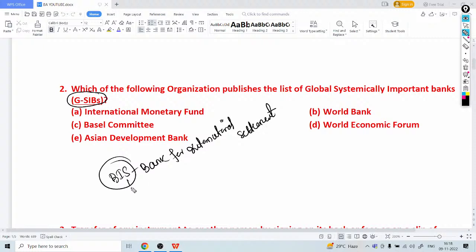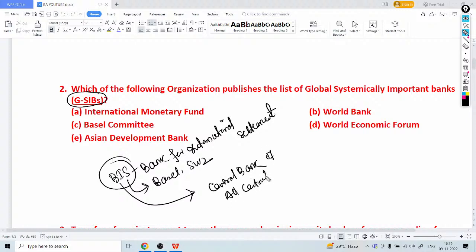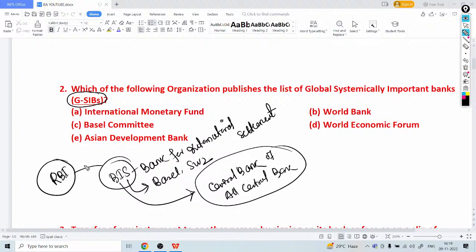Bank for International Settlement, which is situated in Basel, Switzerland. You can say Basel or BIS is the central bank of all central banks. Just like Reserve Bank of India is the central bank of our country, same as BIS is the central bank of Reserve Bank of India, the head bank. So whatever the rules and regulations created or made by the BIS are called Basel norms.